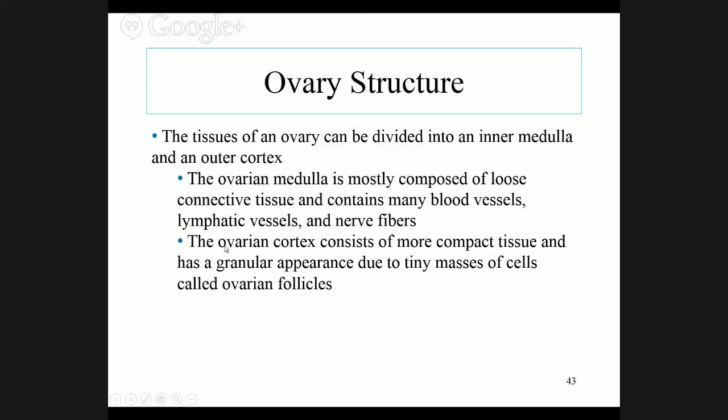Tissue of an ovary can be divided into inner medulla and an outer cortex. The ovarian medulla is mostly composed of loose connective tissue and contains many blood vessels, lymphatic vessels, and nerve fibers. The ovarian cortex consists of more compact tissue and has a granular appearance due to tiny masses of cells called ovarian follicles.